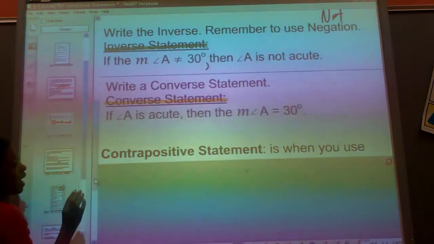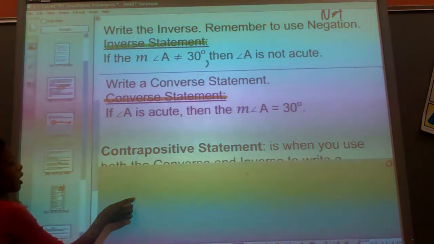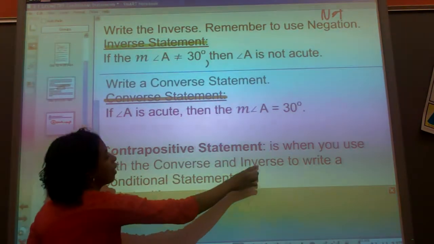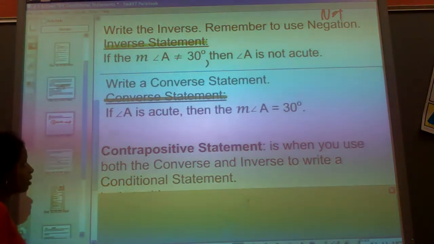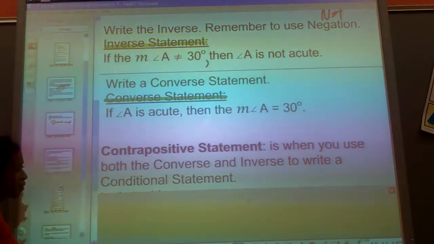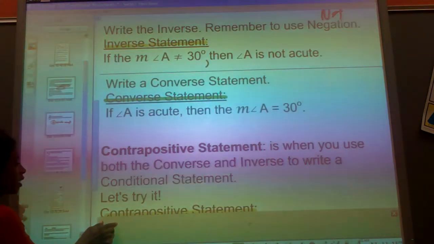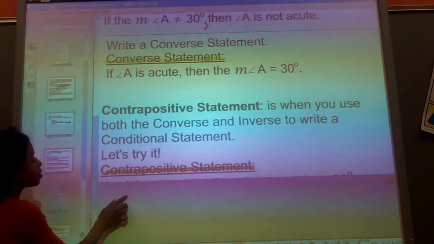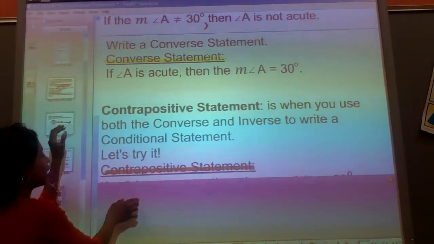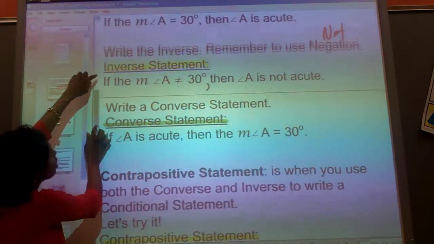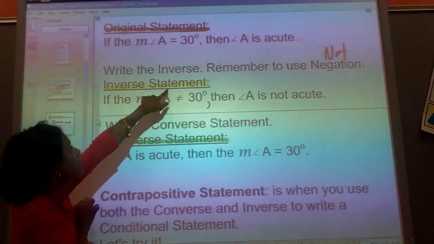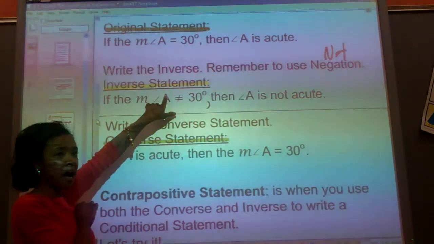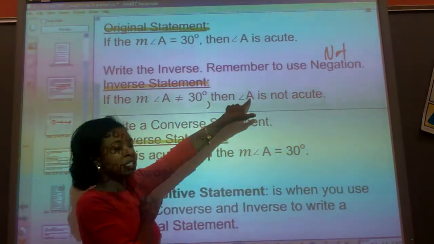Contrapositive statement is the last, fourth and final statement. A contrapositive statement is when I use both the converse and inverse to write a conditional statement. So I got to do inverse and converse together. Okay, we're going to try it. Here's a contrapositive statement. First of all, if I look back here, I know I need the inverse statement. So that means that I need the measure of angle A. It's still written with the hypothesis first, and then the conclusion second.